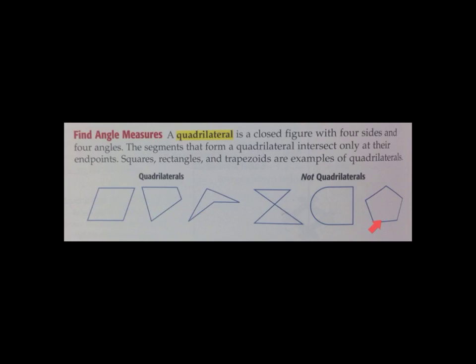We can see this doesn't have four sides. This has a rounded edge, and quadrilaterals, nor do any polygons, have rounded edges. And the lines cannot cross because that creates more than four angles. The prefix quad means four. The interior angles of all quadrilaterals add up to 360 degrees.